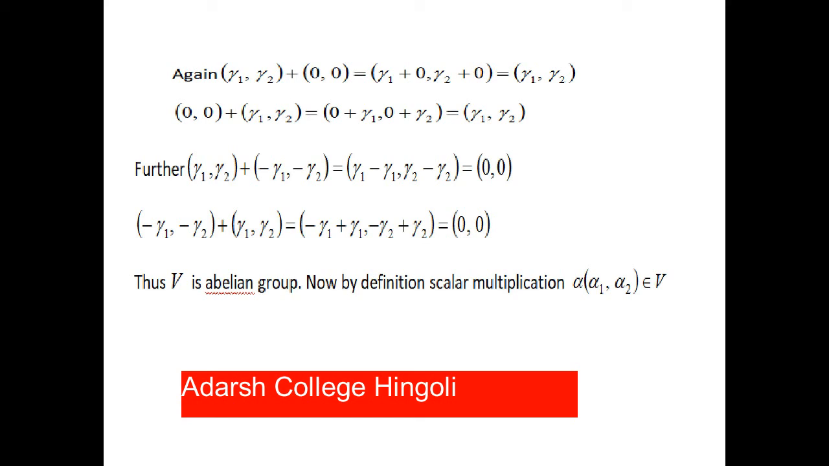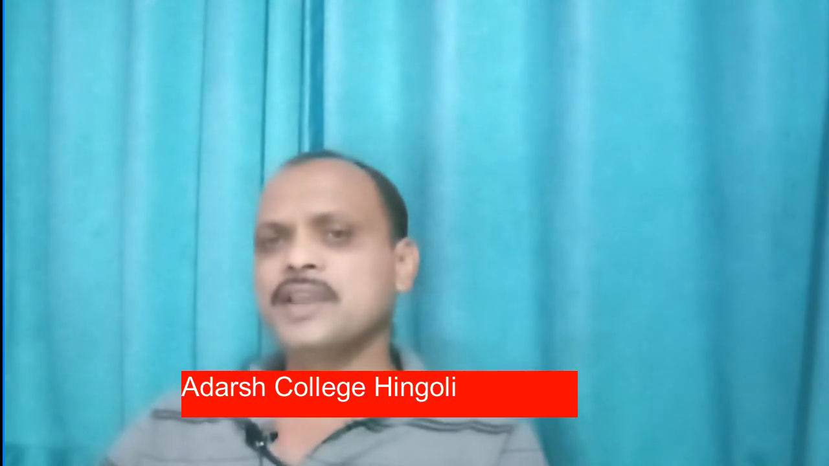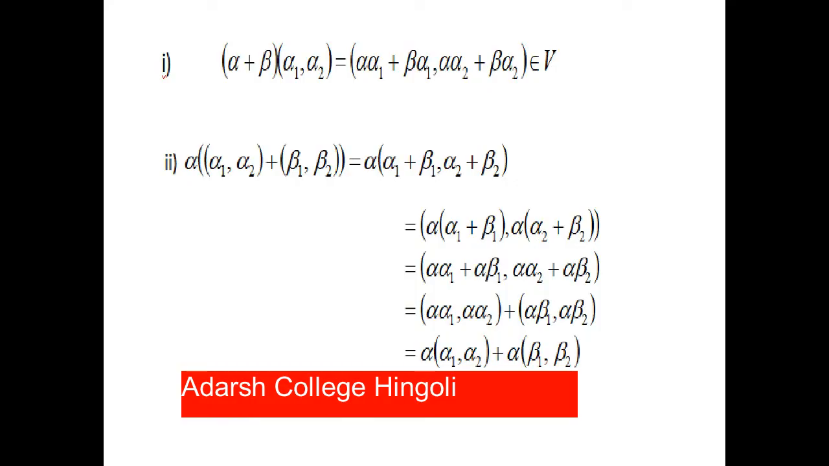Now we see how it satisfies the conditions of vector spaces. Consider any two scalars alpha and beta, and we have taken one vector, denoted by the ordered pair (alpha 1, alpha 2). Now multiply, component wise multiplication. First we have multiplied by alpha 1 to (alpha plus beta). Then we get alpha times alpha 1 plus beta times alpha 1, and the second term of this ordered pair is alpha times alpha 2 plus beta times alpha 2.